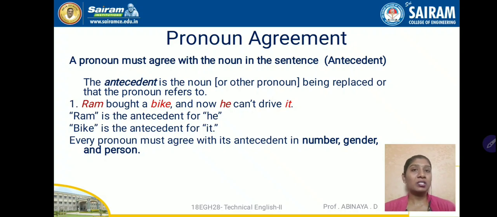What are number, gender and person? I already told you. Number in the sense, if the noun is singular, go for singular pronoun. If the noun is plural, go for plural pronoun. And what is that gender? Gender is nothing but if the noun is feminine, go for feminine pronoun. If that noun is masculine, go for masculine pronoun. If the noun is neuter, go for neuter pronoun.